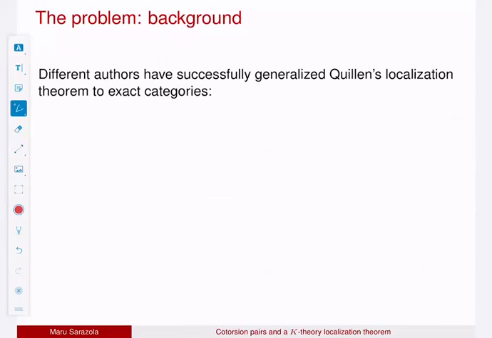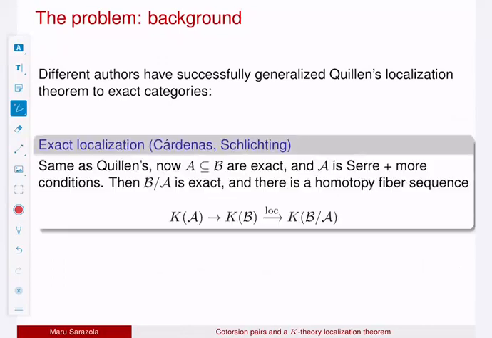So different authors have followed this line of thought and successfully generalized Quillen's localization theorem to exact categories. And the statement looks pretty much the same. We still start with an inclusion of two categories where now they are both exact. And the smaller category is still assumed to be Serre plus some other technical conditions. And if you assume that, then everything holds in the same way. So you still get a quotient category that's an exact category, and it fits into the homotopy fiber sequence.